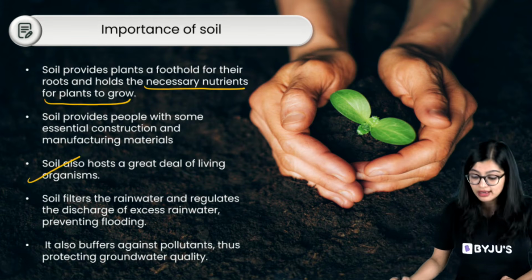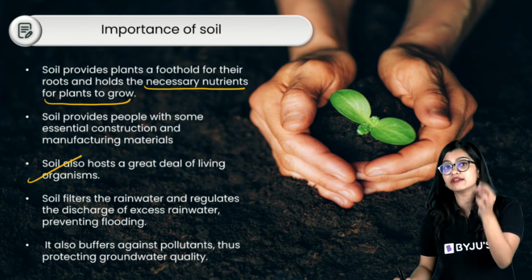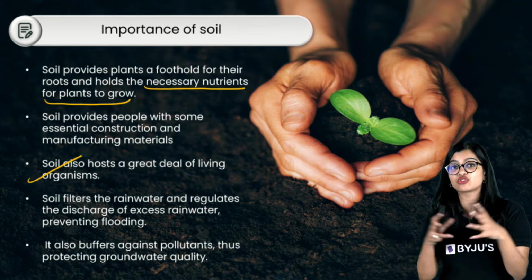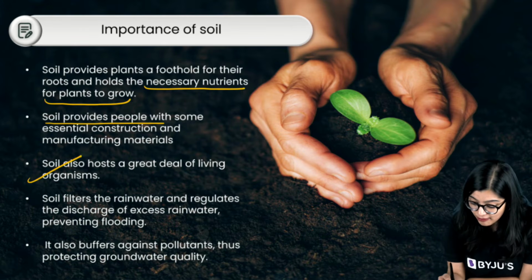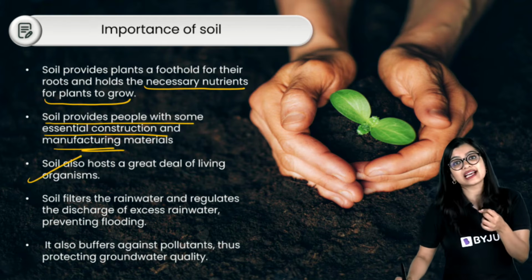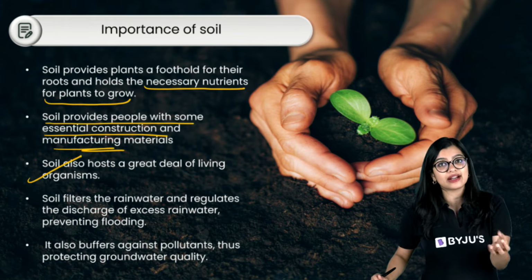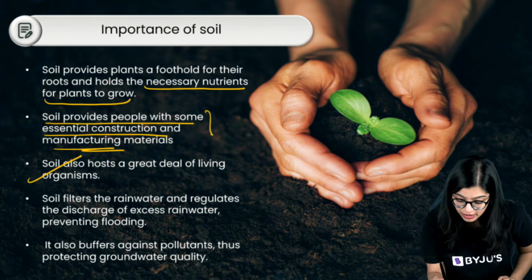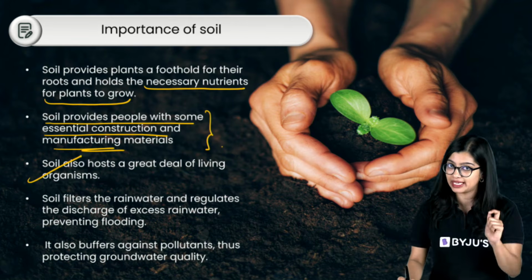So, it hosts a great deal of living organisms, and we know the importance of conserving biodiversity as well, right? Making sure all living organisms are conserved. Now, of course, we see that soil provides some people with some essential construction and manufacturing materials as well. So when you talk about clay, we know that certain construction requires soil, right? Whether it's in the form of sand or clay, we need it.